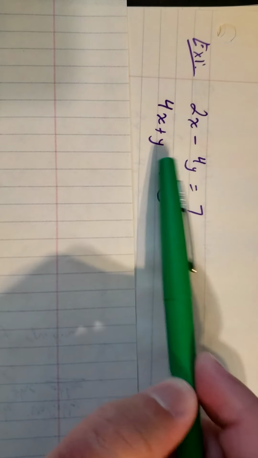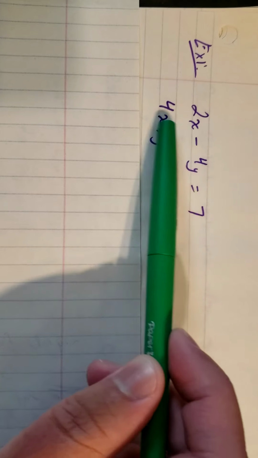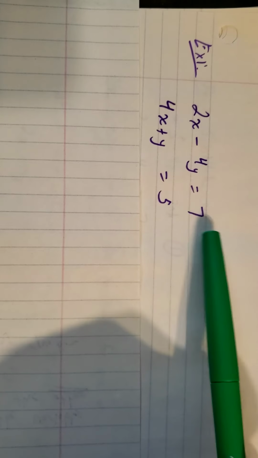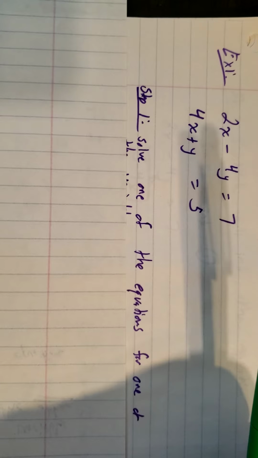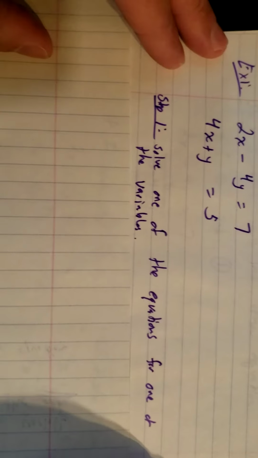Okay, so let's get into an example here. The first example, as you can see, is 2x minus 4y equals 7, and 4x plus y equals 5. You've got two variables, the x and the y. We're going to find out what x value and what y value make these two equations true at the same time. The first step, as we mentioned, is to solve one of the equations for one of the variables. The choice that we make in this step can make our life a bit easier depending on what we do.